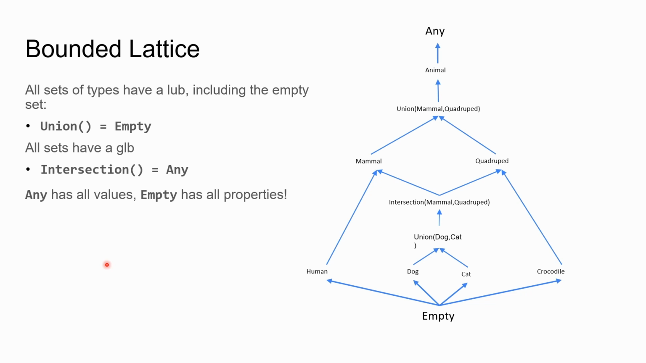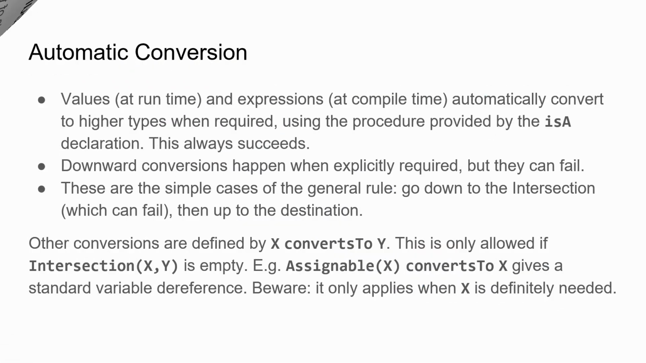And all sets have a greatest lower bound, and that's the intersection of the empty set. Well, the fewer things you have in an intersection, the bigger it is. And if you have the intersection of nothing at all, that's the highest possible type. That's type any. So any has all values at the top, and empty has all properties and no values down at the bottom. So values at runtime and expressions at compile time automatically convert to higher types when required, which, as we mentioned, always succeeds.